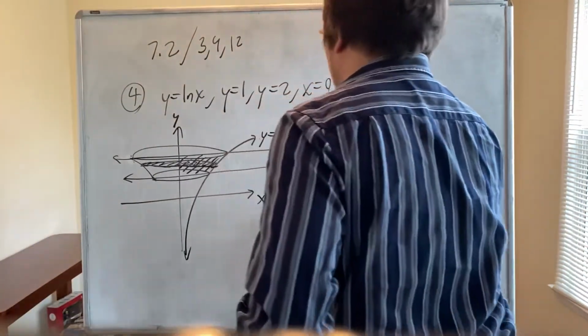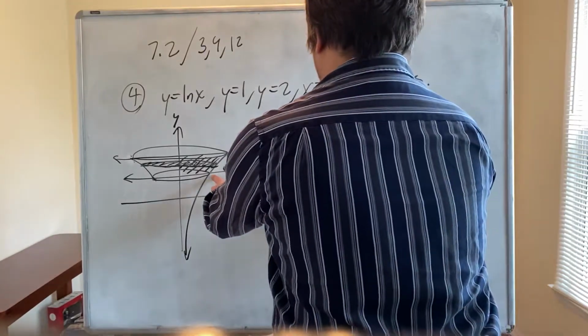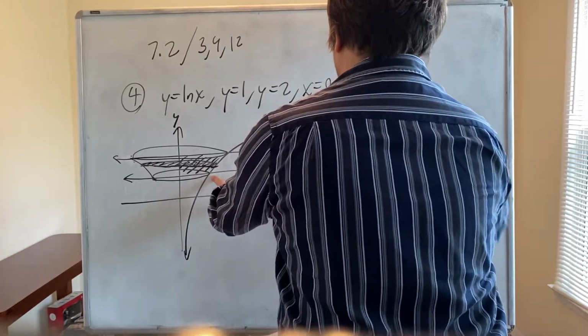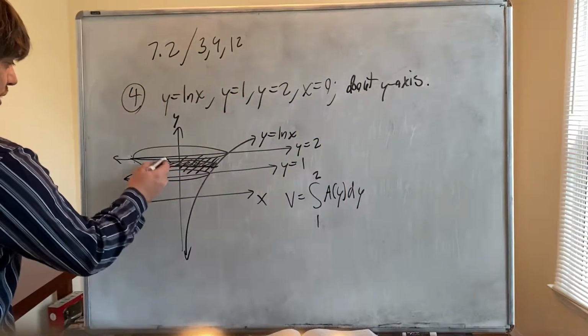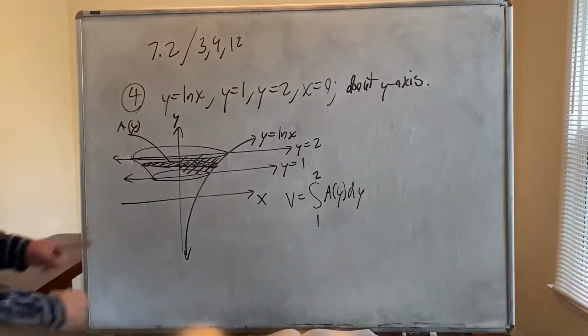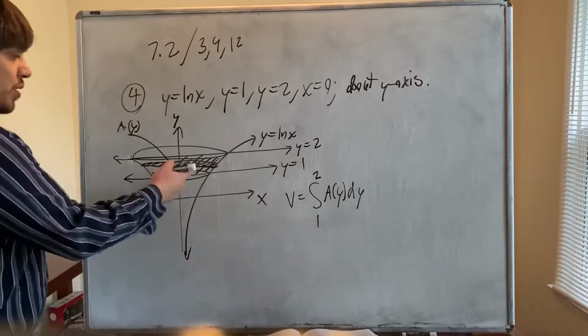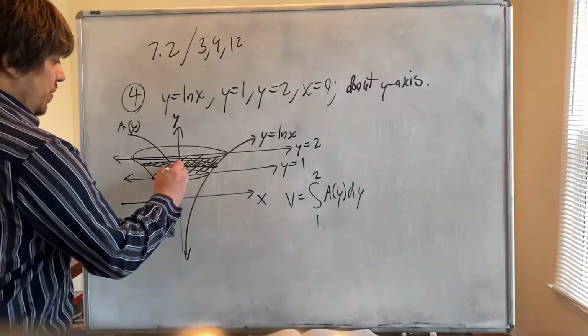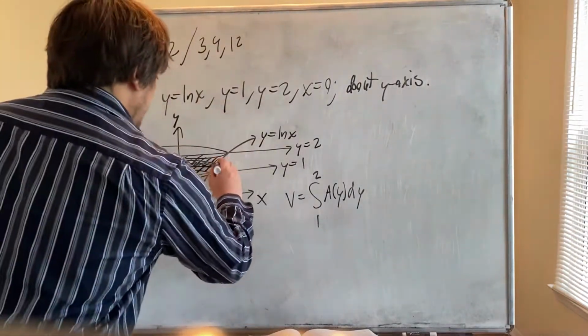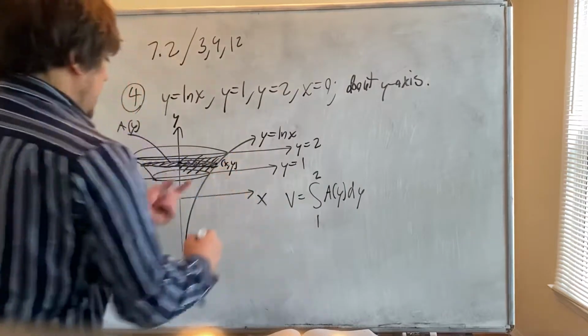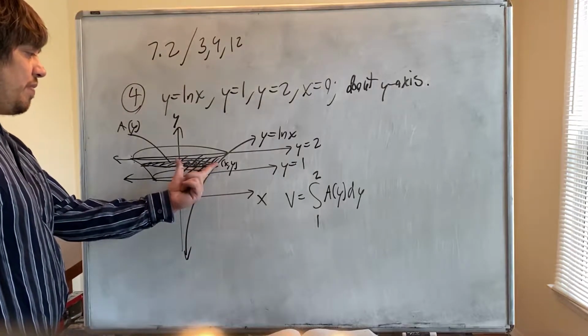The volume is the definite integral from y equals 1 to y equals 2 of A of y dy, where A of y is the area of our washer here. A of y is the area of that washer. It's a circle, so it's pi r squared. The radius of the washer is the x coordinate of that point. Right? The x coordinate of that point on that graph is the radius.